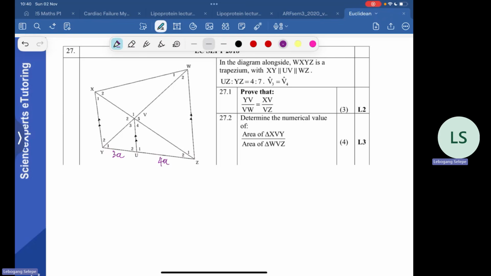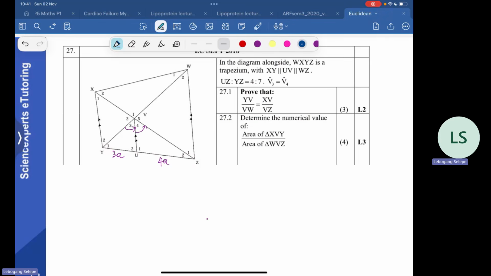They also gave us that v3 is equals to v4, right? So this and that are equal, right? So we are required to prove that yv over vw is equals to xv over vz. So the approach is go and look for ratios that are equals to this one and go look for other ratios that are equals to that one. So let's use proportionality theorem here. Take out the ratios that are equal.